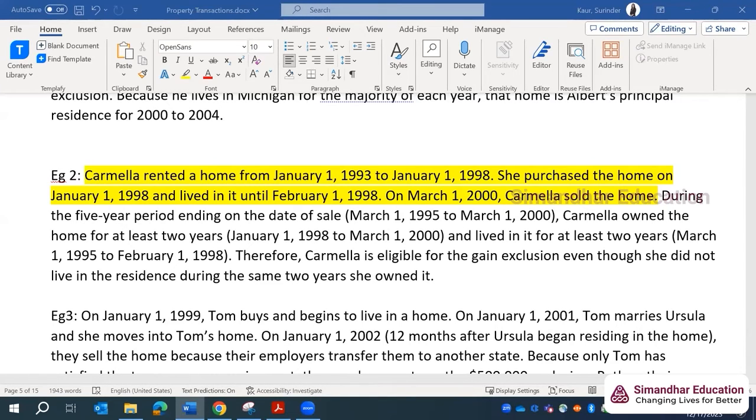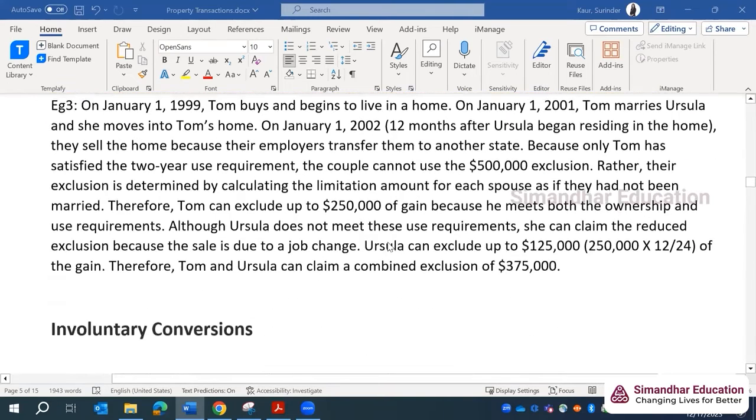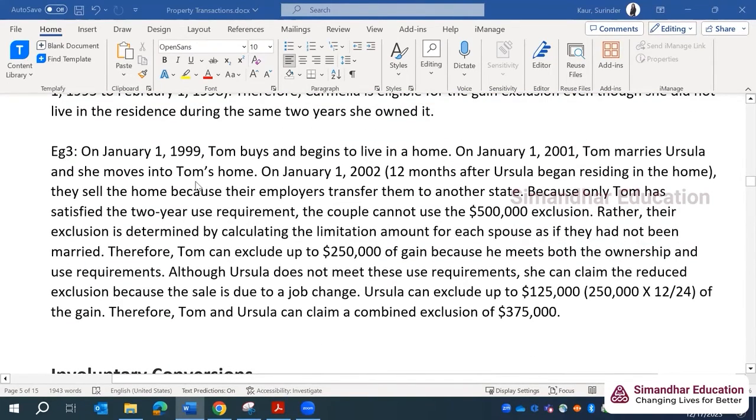Yes, no, maybe. She will be eligible for the exclusion amount, even though the use criteria and the ownership criteria are not met during the same period. Okay. Now let's look at this example.